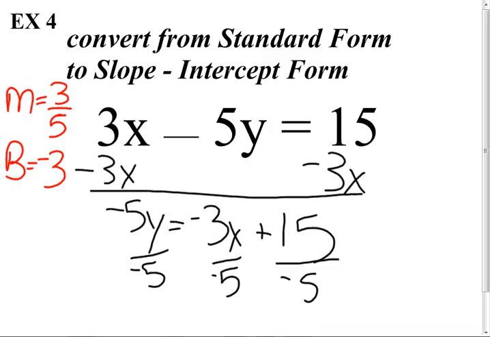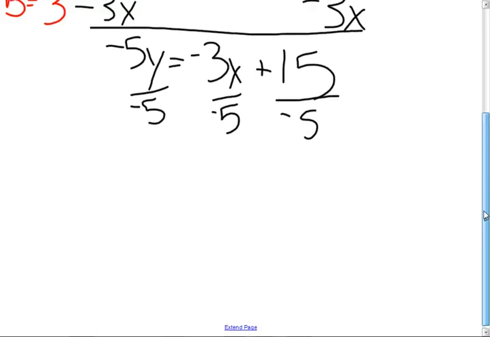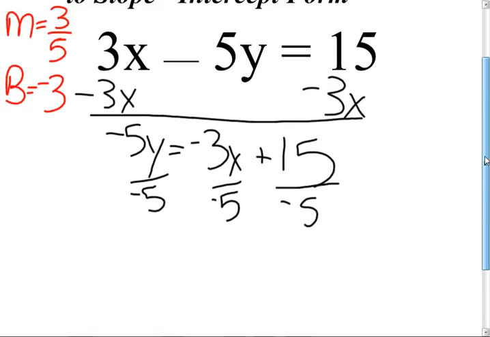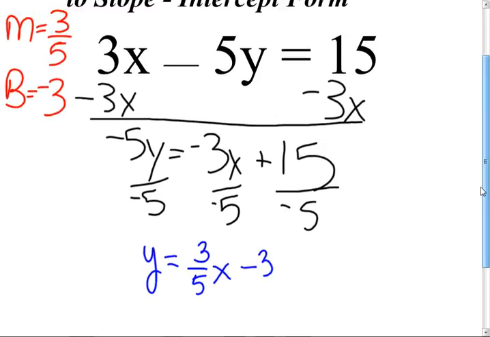It is here, you guys. She just didn't extend the board. So her answers are on the left in red. They are there. So this is why two negatives make a positive. That's right. This is positive 3/5 x minus 3. And that's why she said the slope was 3/5 and the y-intercept was negative 3.